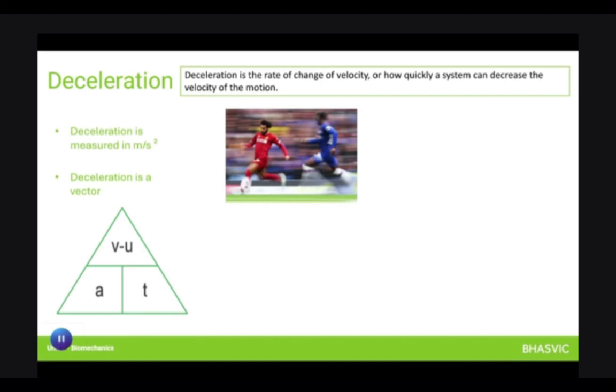In football, a player might decelerate when stopping suddenly after a sprint. For example, a player is running at 8 meters per second and reduces their speed to 0 meters per second over 4 seconds. Their deceleration would be calculated as deceleration equals 0 meters per second take away 8 meters per second divided by 4 seconds, which would then be deceleration equals minus 8 meters per second divided by 4 seconds, which gives a final deceleration of minus 2 meters per second squared.